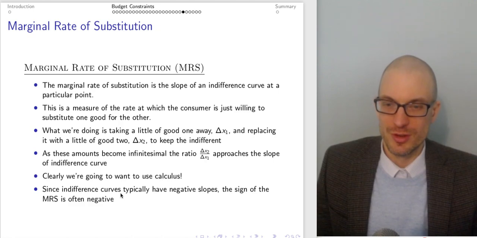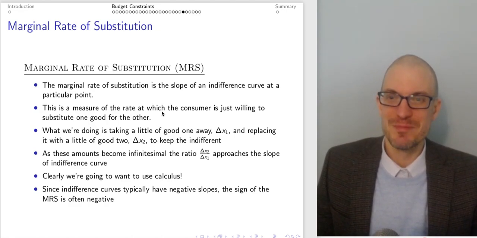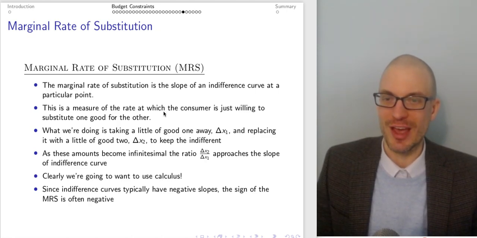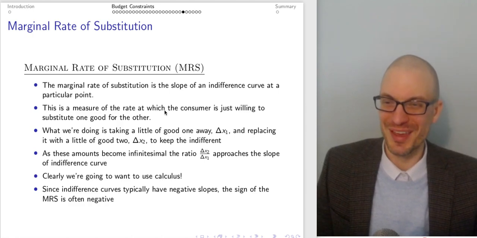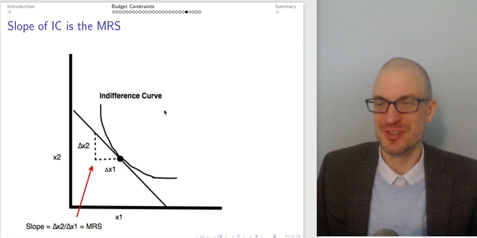So don't let that confuse you. If I talk about the MRS and I use a positive, no, it's negative. And if I use the price ratio and say it's positive, no, it's negative. But we all know this, and Varian has a comment about that in the text. So that's not just me doing my own thing. It's in Varian as well, and it's how economists are trained.